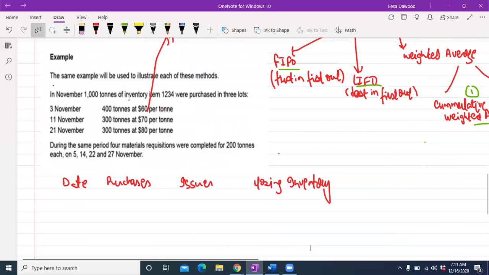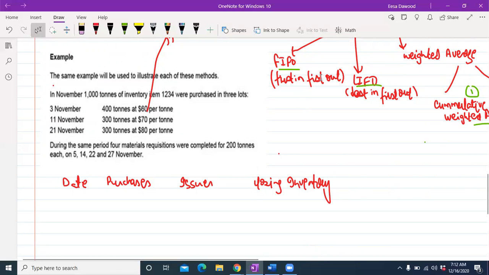In November, 1,000 tons of inventory item 1, 2, 3, 4 were purchased in 3 lots. A perpetual inventory system is recording the inventory as per the date in a chronological sequence as the transactions occur. So here we are going to be very careful about the dates. On the 3rd we bought 400 tons at 60. Then after the 3rd, during the same period, 4 material requisitions were completed for 200 tons. That is the material requisition, meaning the issue.